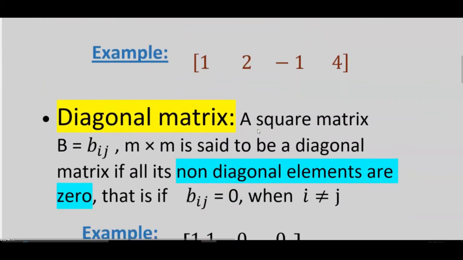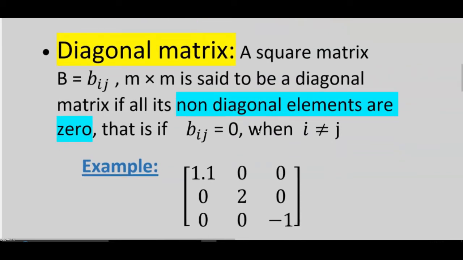All right, let's move to the next one, that is the diagonal matrix. Now the diagonal matrix should be a square matrix first of all. This is the very first condition, that a diagonal matrix is always a square matrix. Now a square matrix B is equal to B_ij. What is this? These are the entries of the matrix, right?